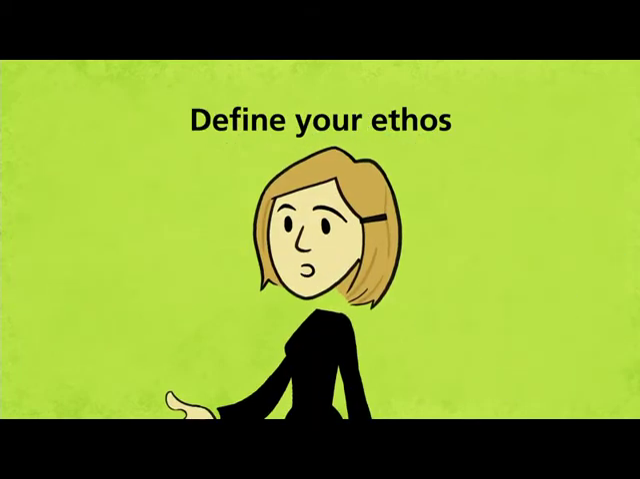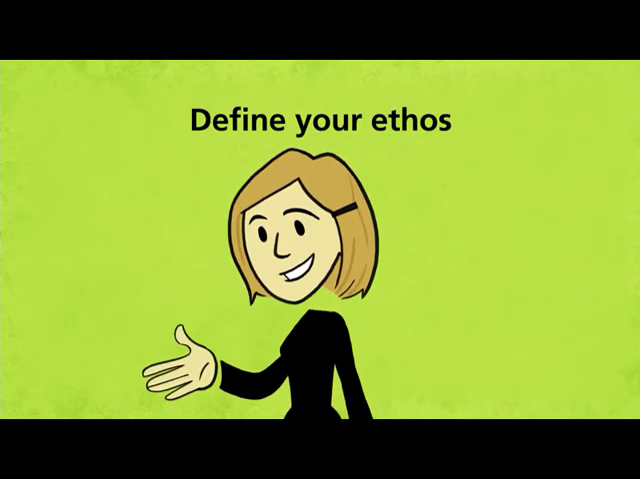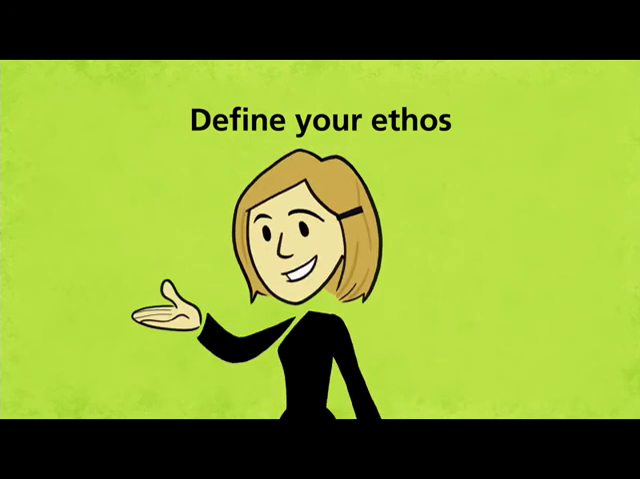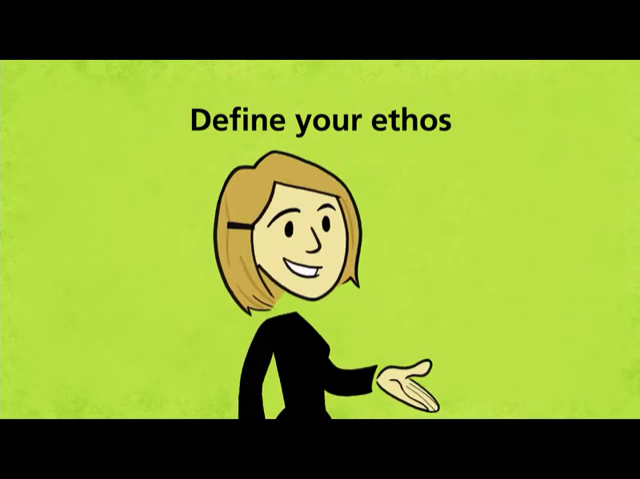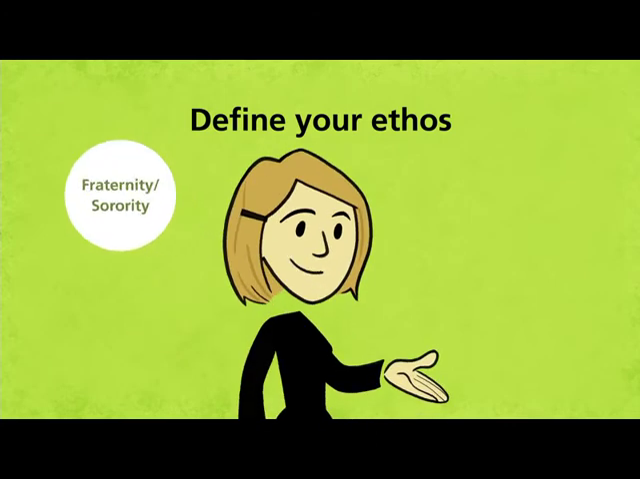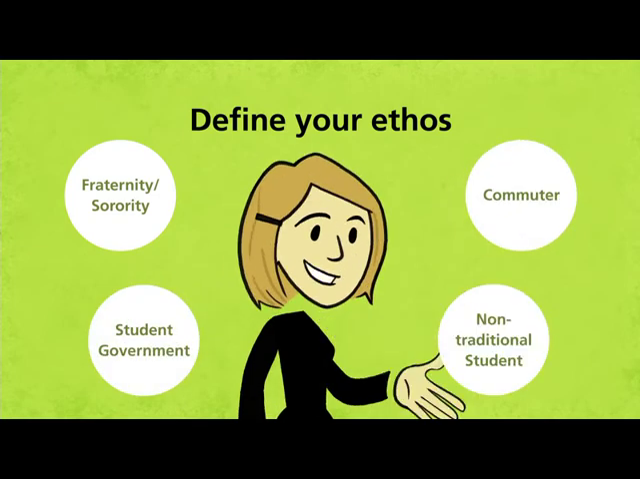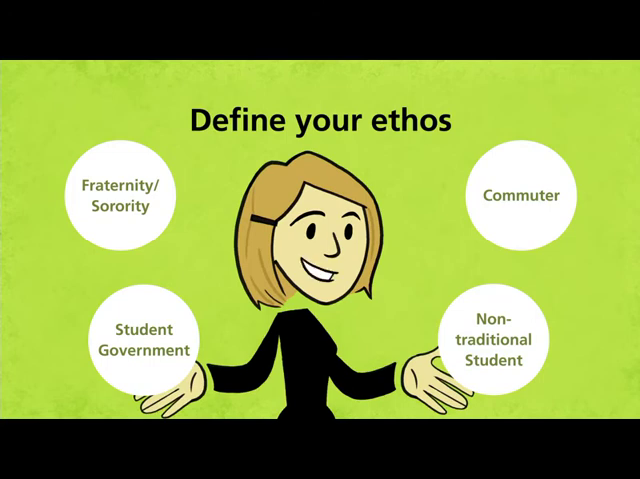Fourth, define your ethos. Your ethos and what you can do best as rhetorical action arises from your position relative to the issue and your relationships with the stakeholders. Are you in a fraternity, on student government, a commuter or non-traditional student? All of these influence how you respond to the problem.